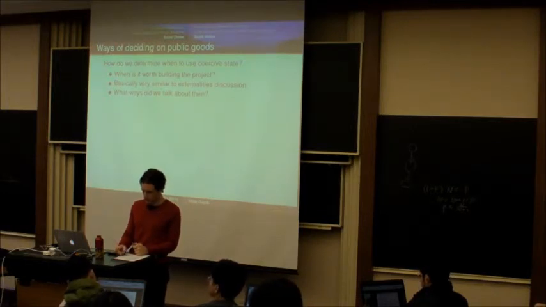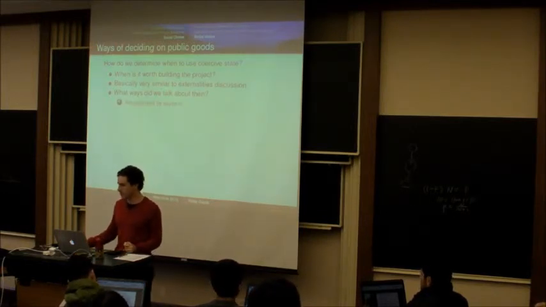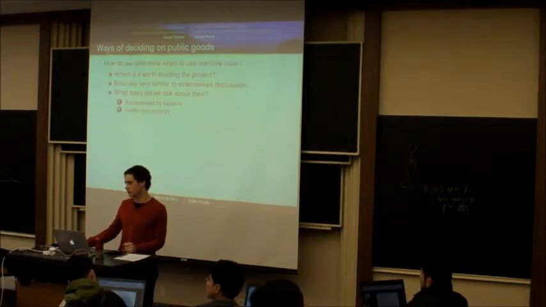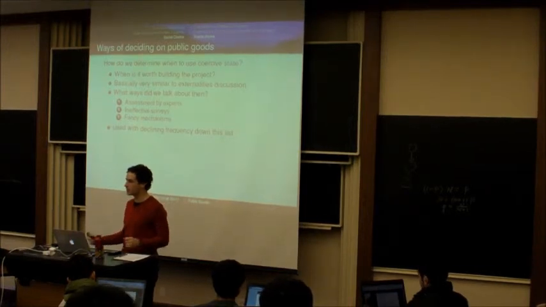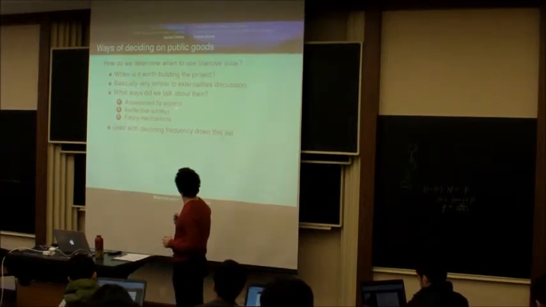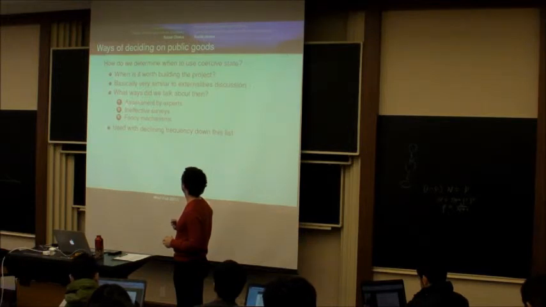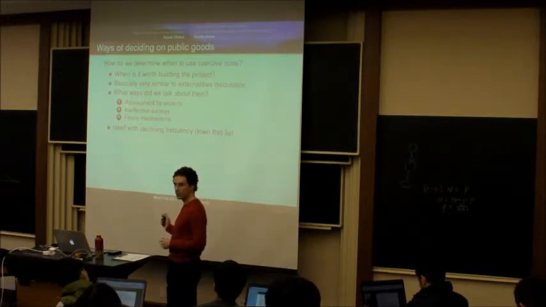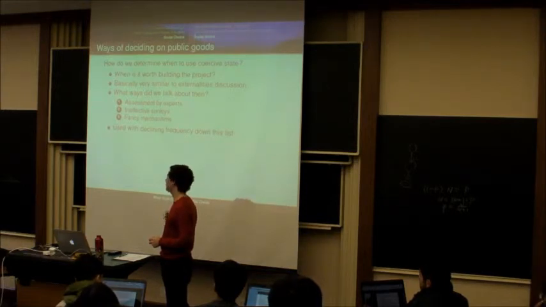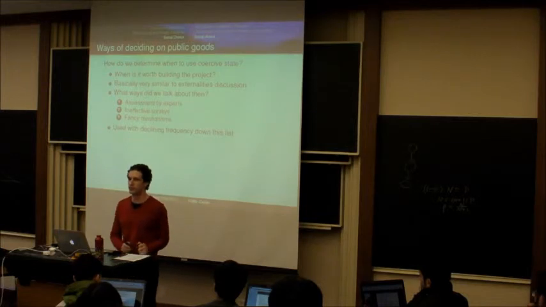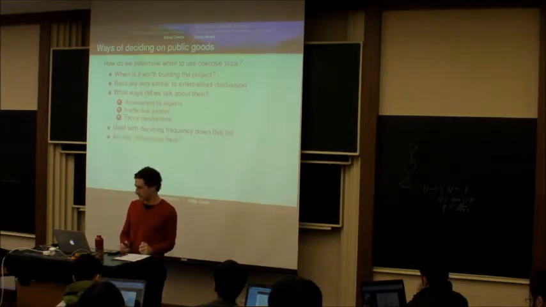So those were the two other main ones that we talked about. So assessment by experts, surveys, and the fancy Vickrey-Clarke-Groves method, right? And these three things are used with sort of declining frequency because we have experts play a huge role in public policy, right? Surveys maybe play a little bit of a role, and I don't think anyone's ever used a Vickrey-Clarke-Groves mechanism to make a serious public decision.